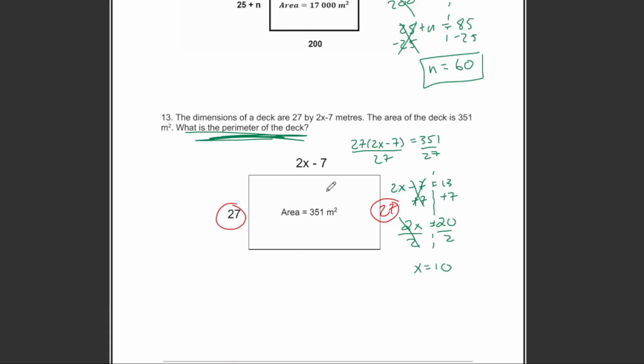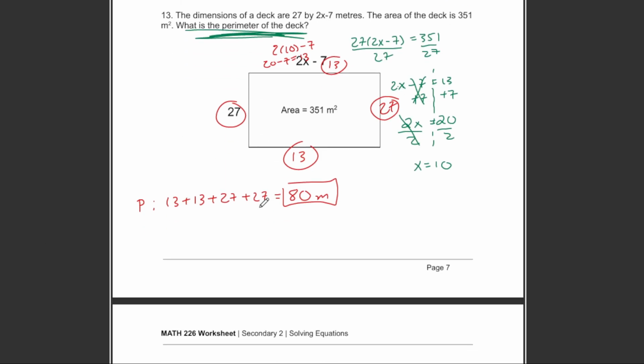But I can find that by substituting x equals 10 back into here. Okay? So 2 times 10 minus 7 is going to be 20 minus 7, which is 13. So this length is 13. That length is 13, right? And so now to find your perimeter, we're just going to do 13 plus 13 plus 27 plus 27, and you're going to get 80 meters. And that is your perimeter, okay? It's just a length around the rectangle.